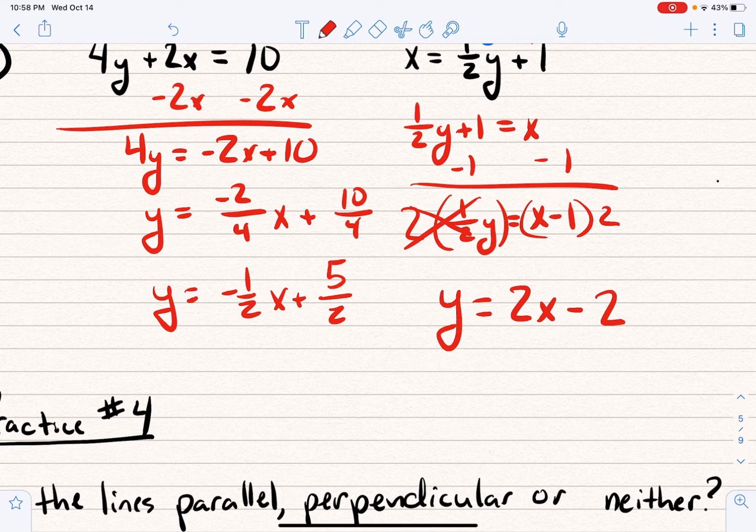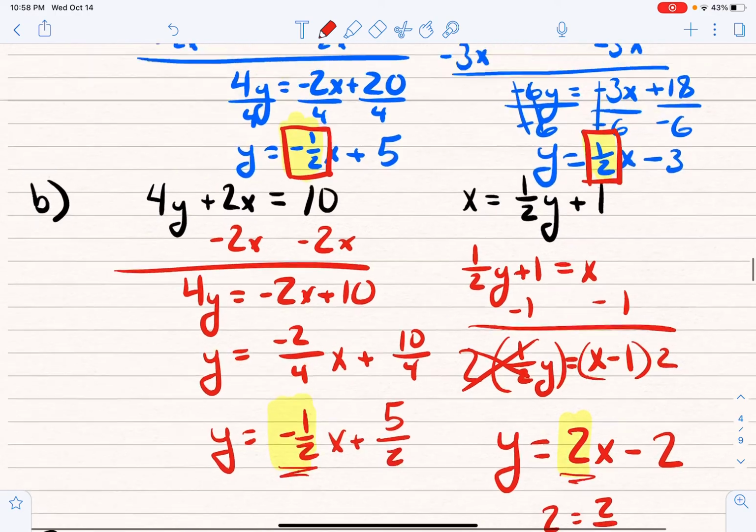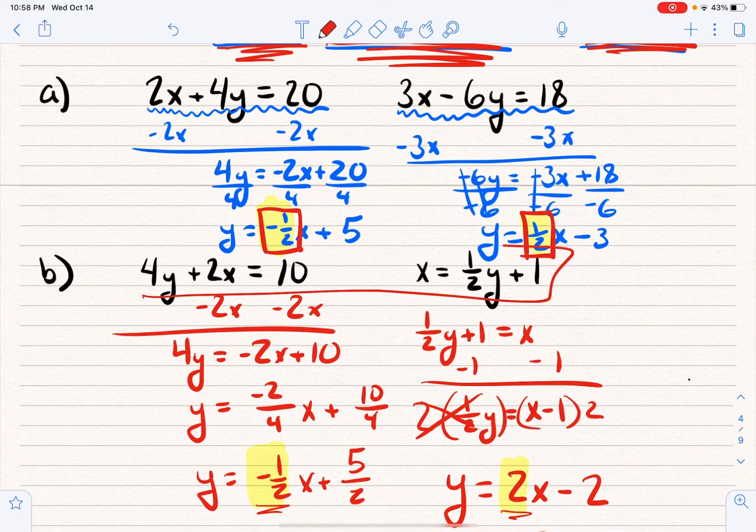Okay, so the slope of this one right here is negative 1/2. The slope of this one is 2. Those are opposite reciprocals because 2 is the same thing as 2 over 1, which is the reciprocal of 1/2, and one of them is positive and one of them is negative, so they are opposite reciprocals. So these two lines right here are perpendicular. All right, that's important.